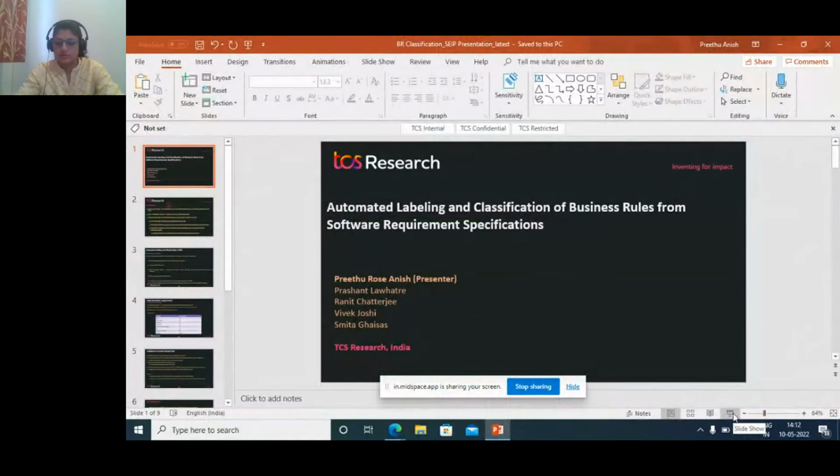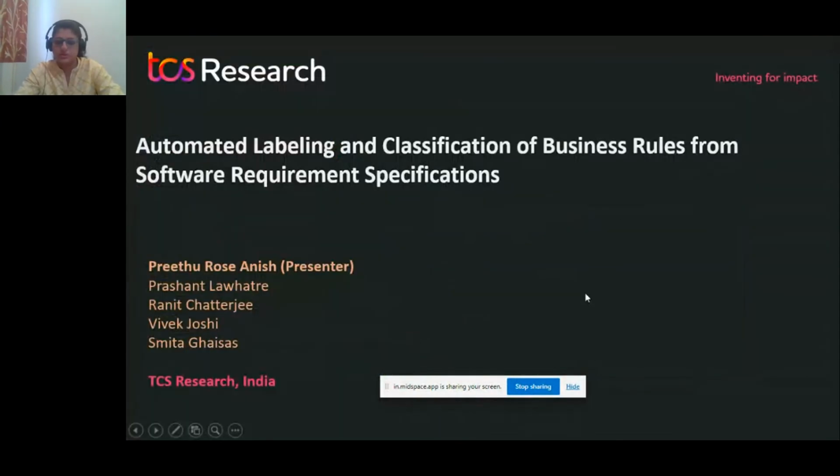Hi, everyone. Am I audible, visible, and is my presentation visible? Yes. Okay. So, hi, everyone. I'm Rose Anish, and I'm from TCS Research, India. I'm here to present a paper titled Automatic Labeling and Classification of Business Rules from Software Requirement Specifications.